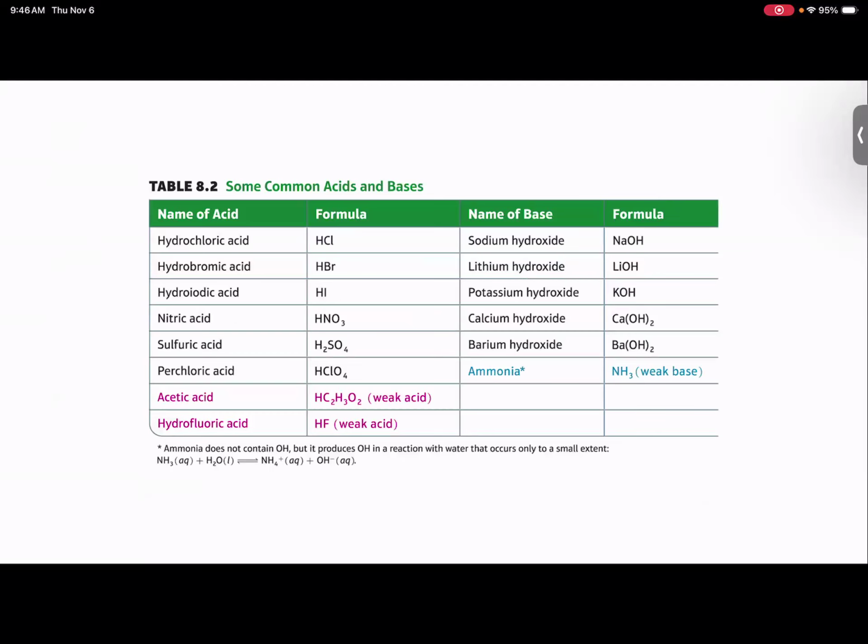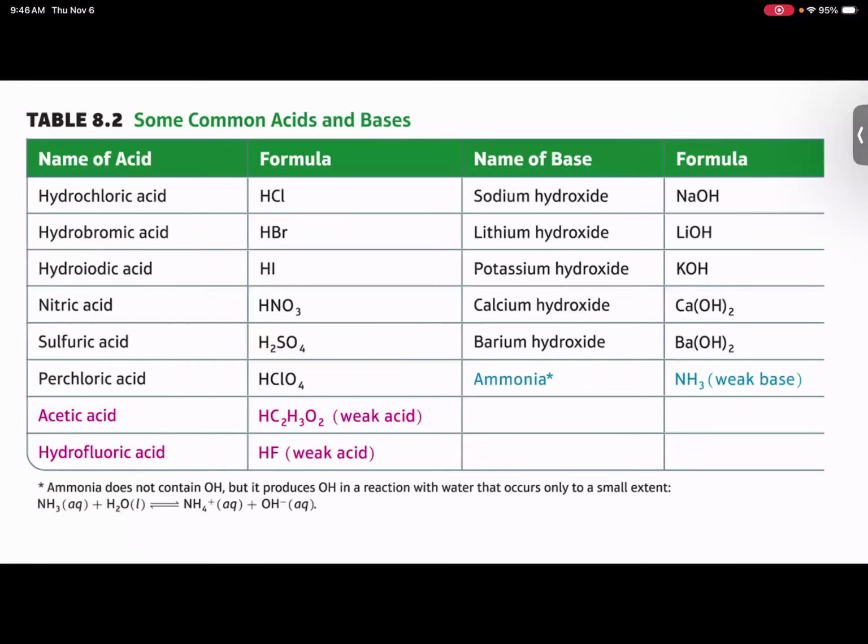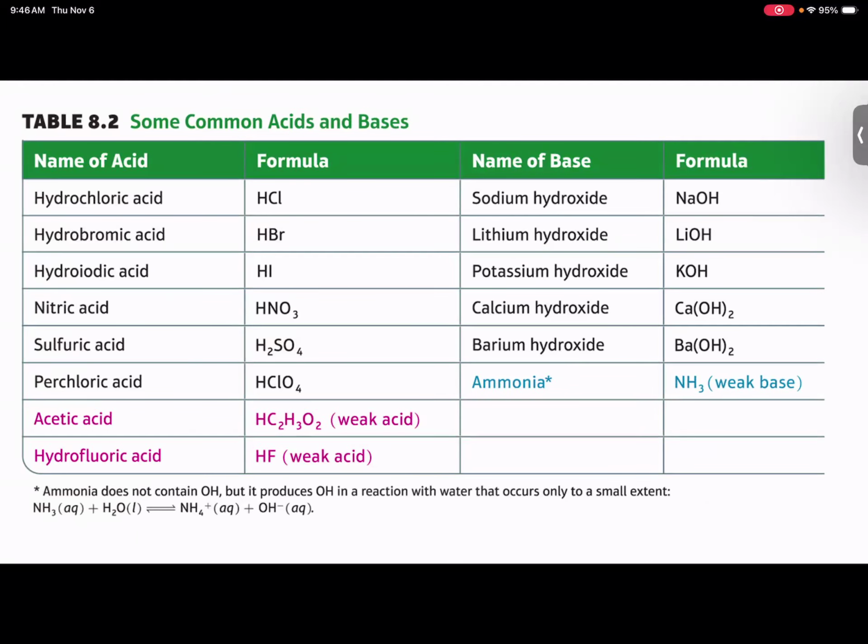So what are some common acids? I gave you a chart like this on Monday. Some common acids include hydrochloric acid, hydrobromic, hydroiodic. In other words, it's the three middle halides on the periodic table. Nitric acid, sulfuric acid, and perchloric acid. All of those are strong acids, meaning they're going to dissociate entirely in water to form hydronium and the resulting anion.